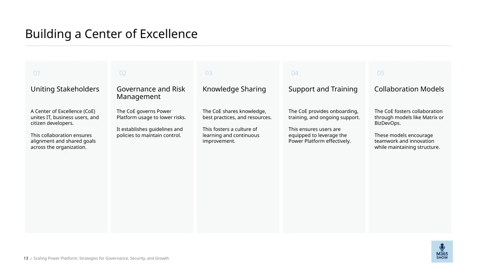Building a center of excellence is all about fostering collaboration across the organization. One of the key models we use is the Matrix or Biz DevOps approach, which encourages teamwork and innovation while still maintaining a solid structure. It's about balancing flexibility with control to drive successful outcomes.